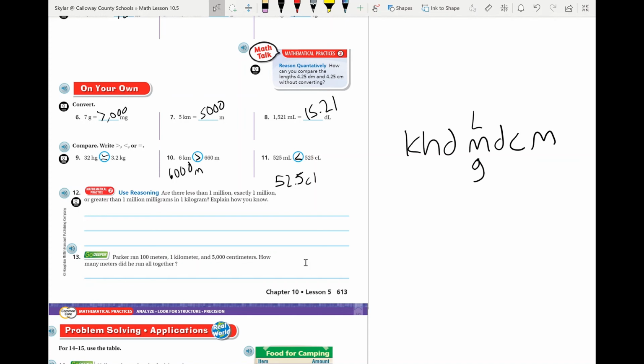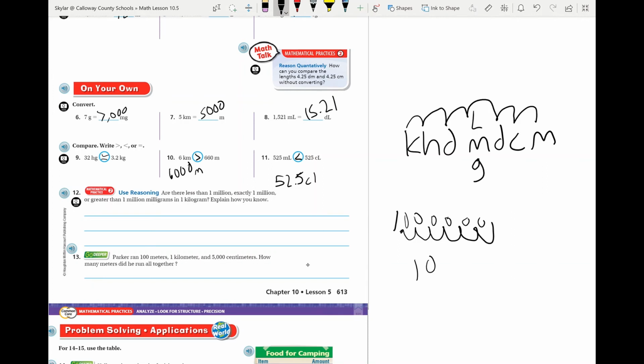If we've got 1 kilogram, let's see what we're going to have to do to get that to a milligram. So 1, 2, 3, 4, 5, 6. So we'll move our decimal point, which is at the end here, 1, 2, 3, 4, 5, 6. Throw a 0 in each of those spaces. So we've got 6 zeros. Lo and behold, that is exactly 1 million.